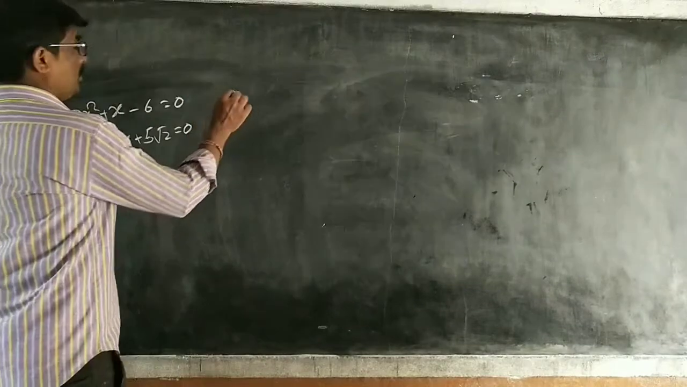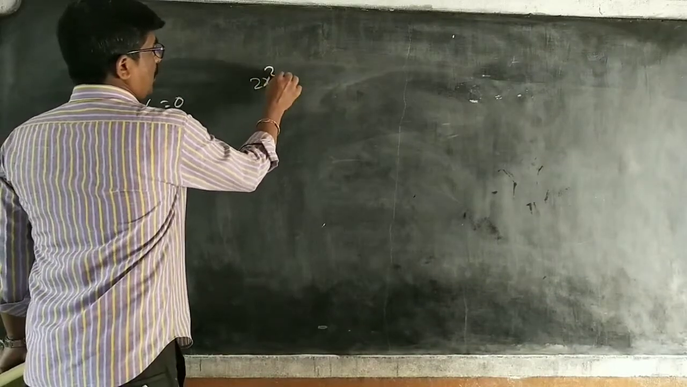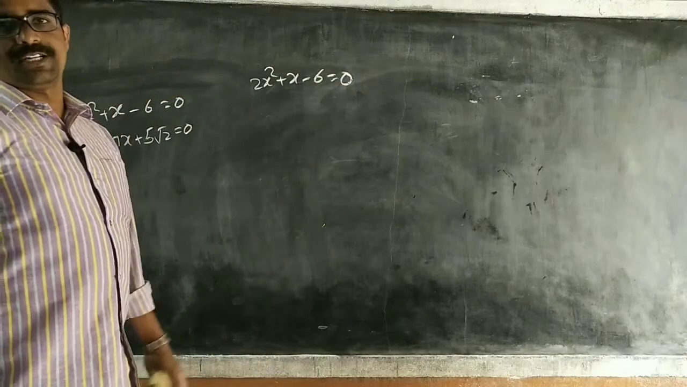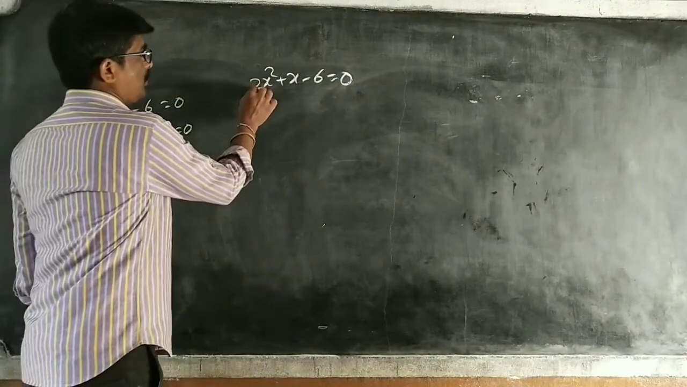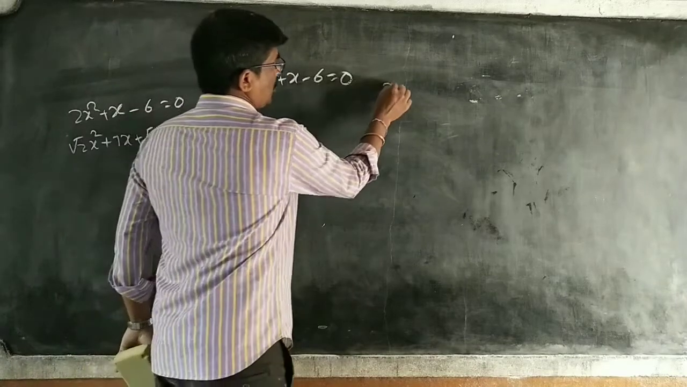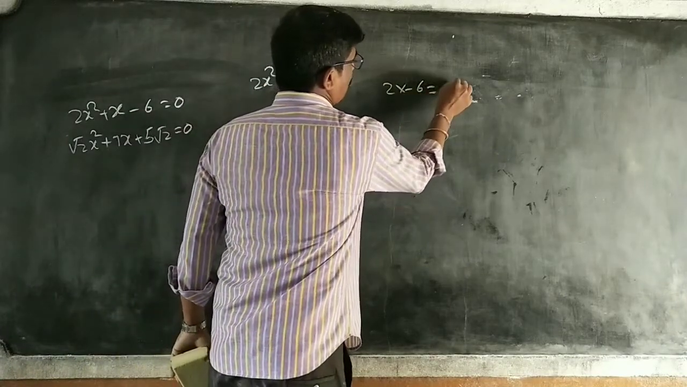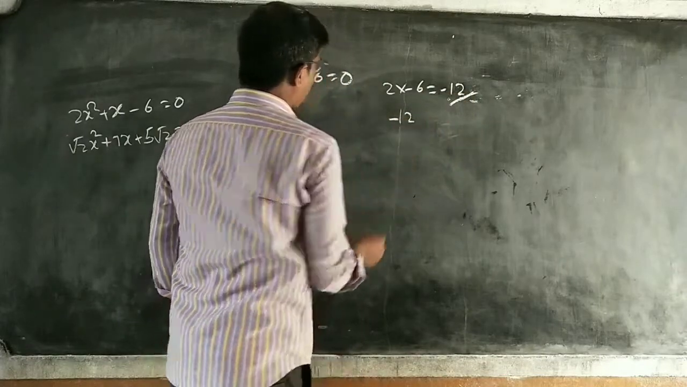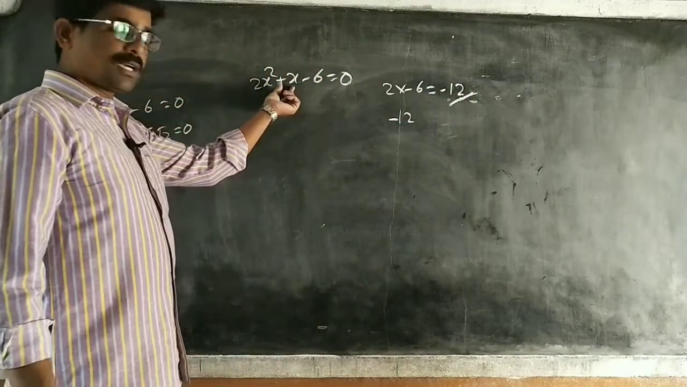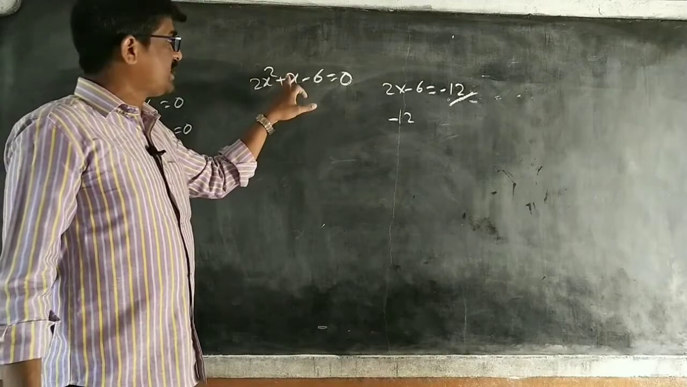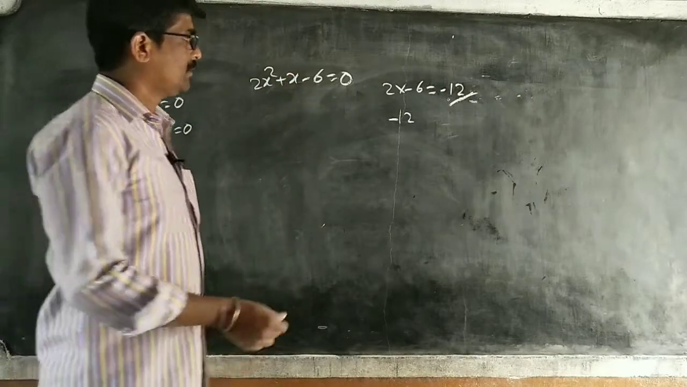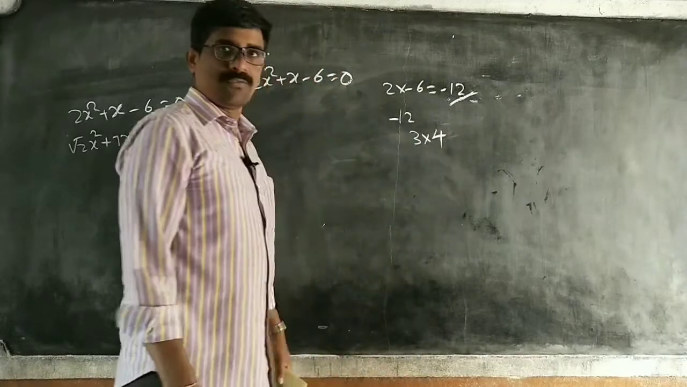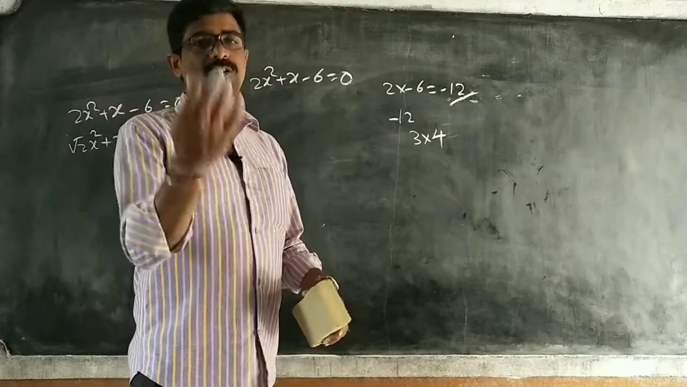Next problem. 2x square plus x minus 6 is equal to 0. We are doing factorization. So observe, 2 into minus 6 is equal to minus 12. But for minus 12 you have to write numbers whose product is minus 12 and sum is only 1, the coefficient. So how am I writing? 3 times 4 is 12. By practicing only we get this.